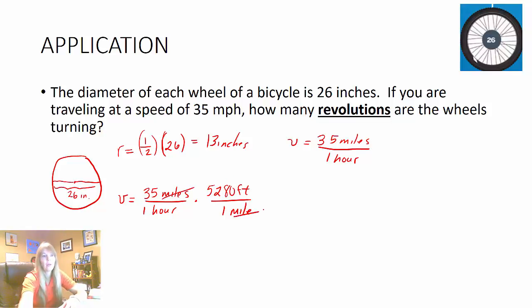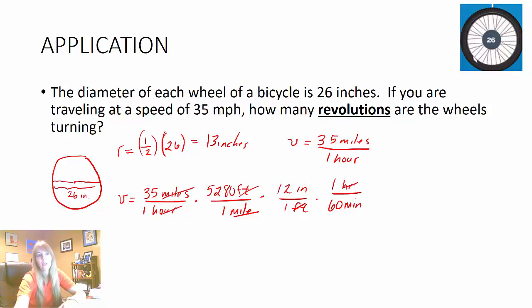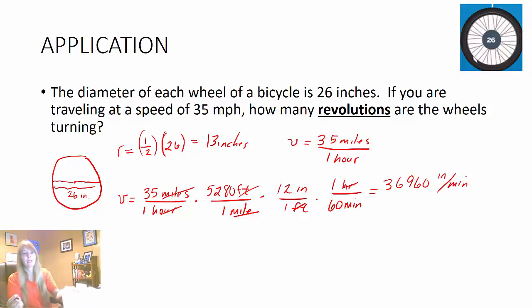So now I have it in feet per hour, but I want to get this in inches per minute. So there's 12 inches in 1 foot, so the feet cancel. And then finally 1 hour is 60 minutes, so the hours cancel. So now I multiply all the numerators and all the denominators and divide, and I get 36,960 inches per minute.